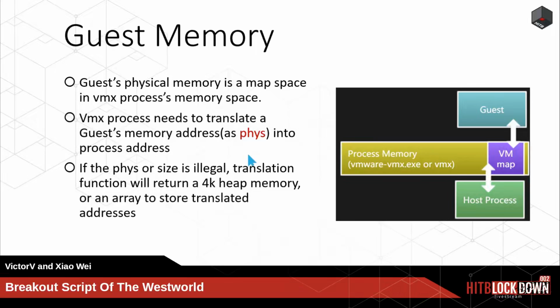In my thoughts, if the physical address and size are illegal, the address translation function should return fail. But however, VMX tries to allocate a 4K heap or an array to store the translated address for each page frame number and returns success. Let's see the code.